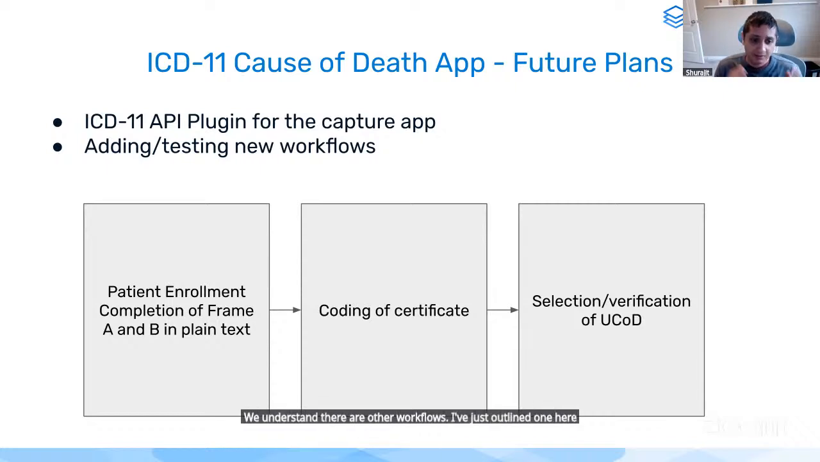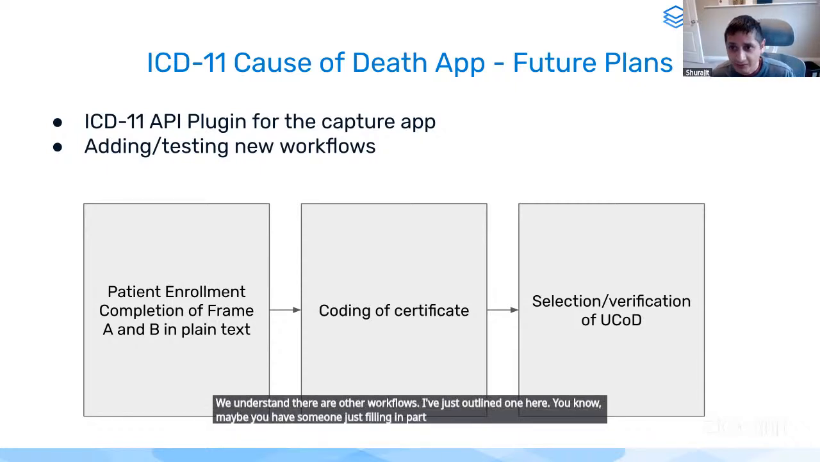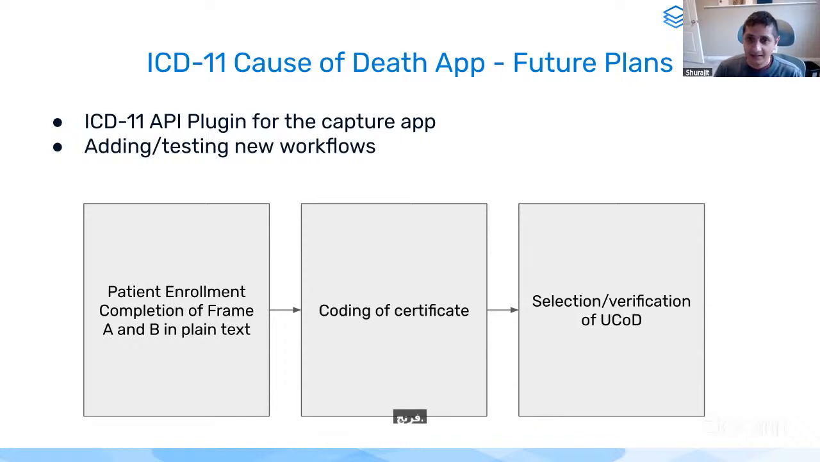I've just outlined one here. Maybe you have someone just filling in part of the certificate, the enrollment details, the frame A and B plain text, so without the codes, you're not actually coding the certificate. And then maybe someone else is coding the certificate at a later time. And then you're selecting the underlying cause of death. That's also done by somebody else who can verify this. Now, this might help also for Android implementations, as maybe the coding would be done at another point in time and on the web. That way, you don't have to worry about that on the Android device.